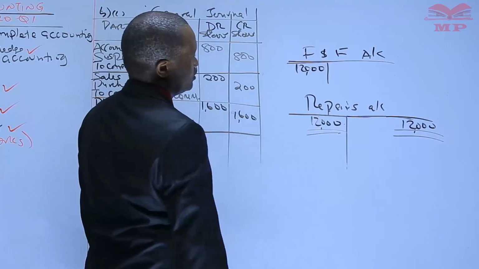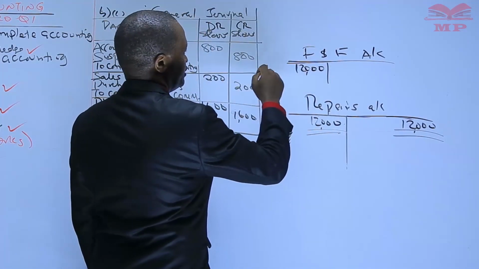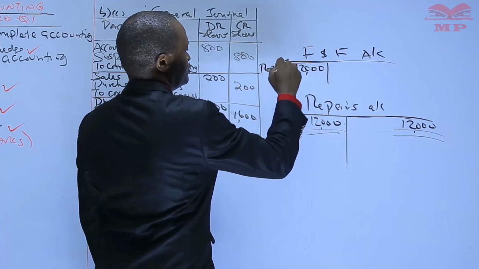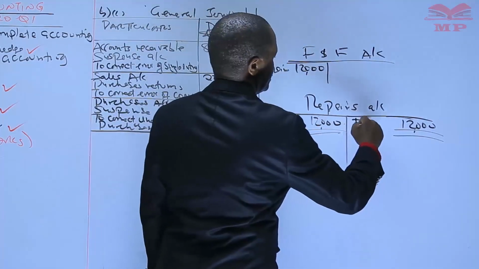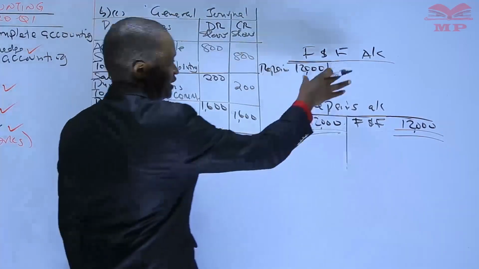Therefore, the narration here will be repairs and fixtures and fittings. So this is correction in the ledgers.